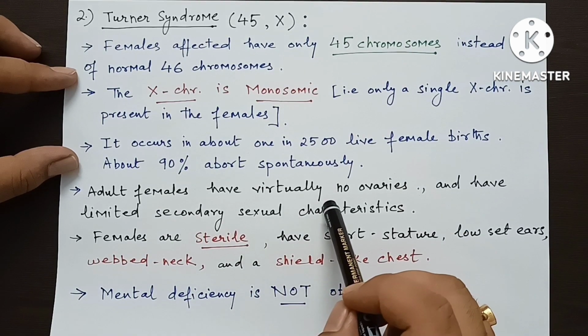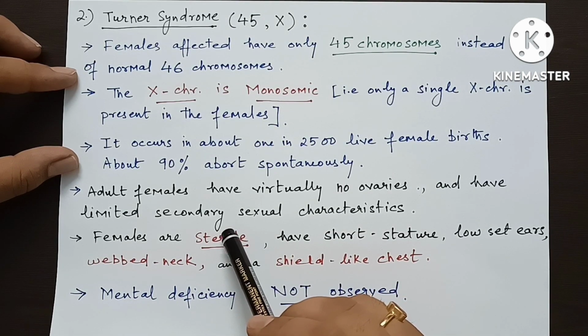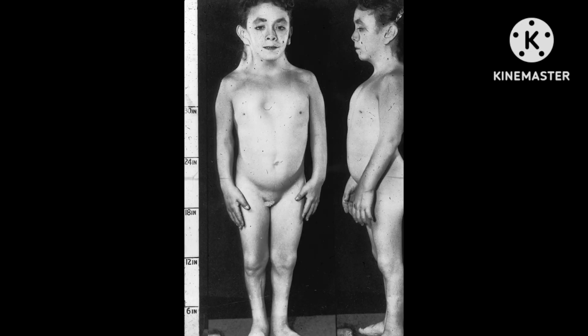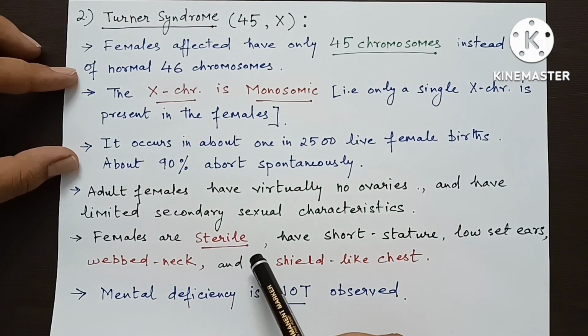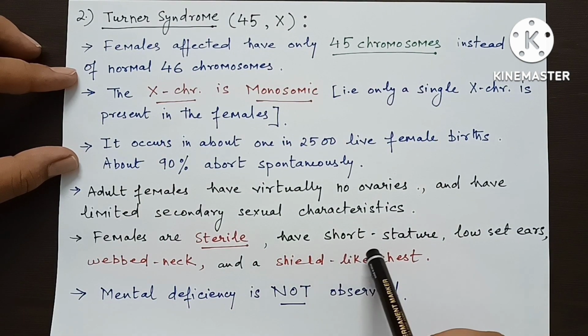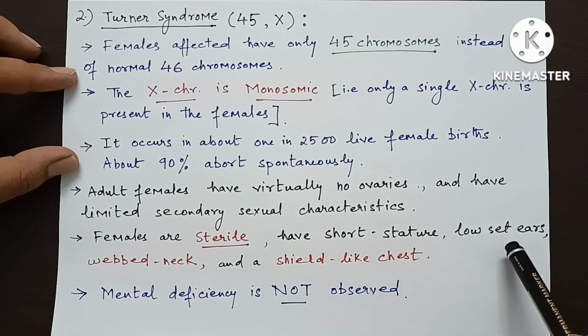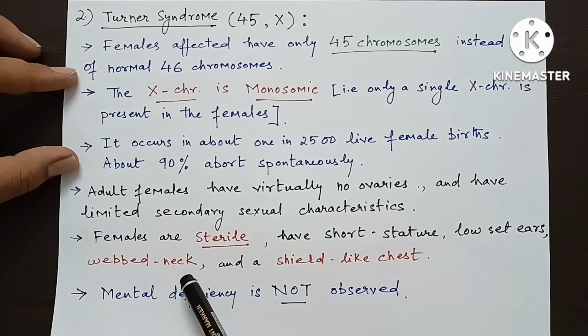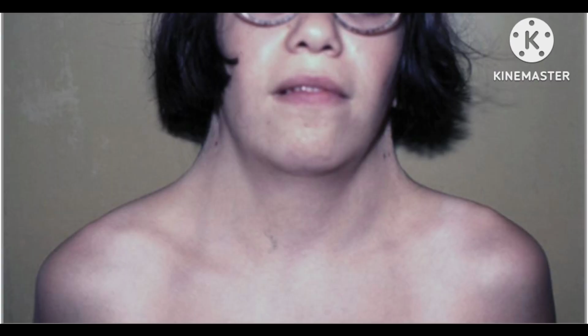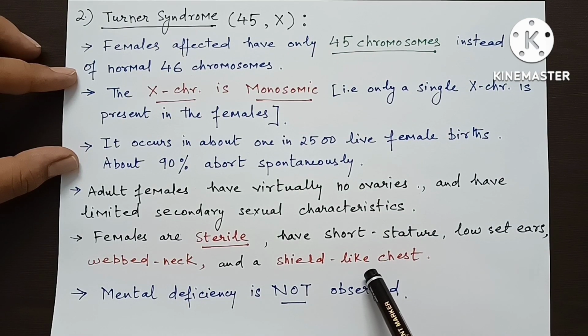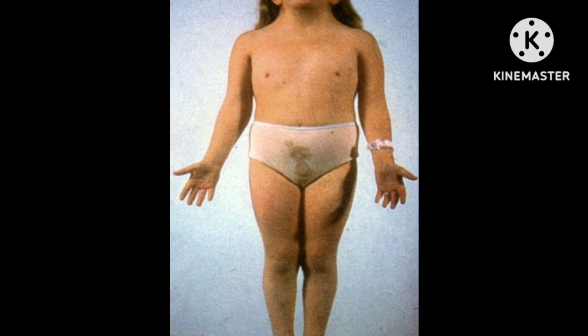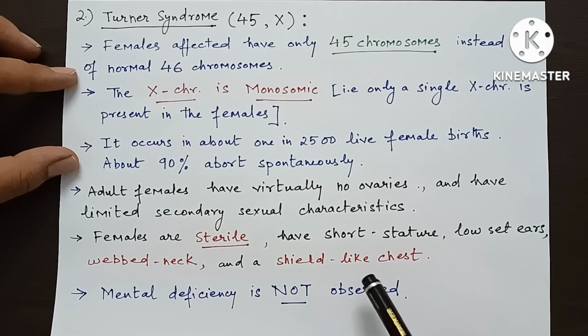Adult females have virtually no ovaries and have limited secondary sexual characteristics. Females are sterile, have short stature, low set ears, webbed neck, and a shield-like chest. Mental deficiency is not observed.